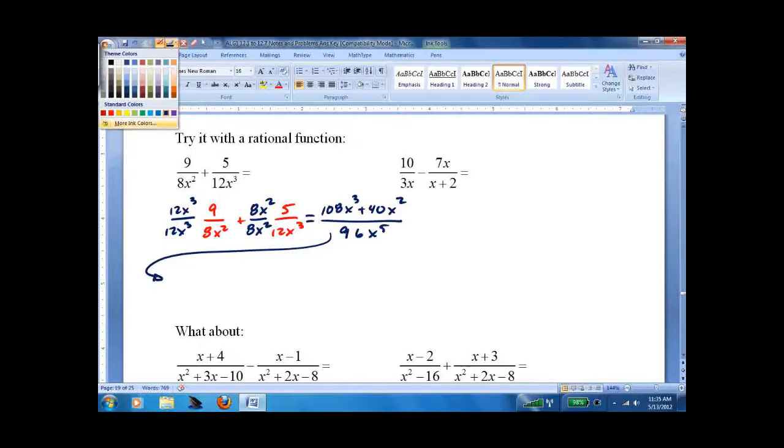I need to factor the top, see if I can reduce it all. There is a 4, I believe, in both of these. Actually, I'll just do the top alone. 108 x to the third plus 40 x squared. 4x squared out of both. This will be 27. This will be 10.